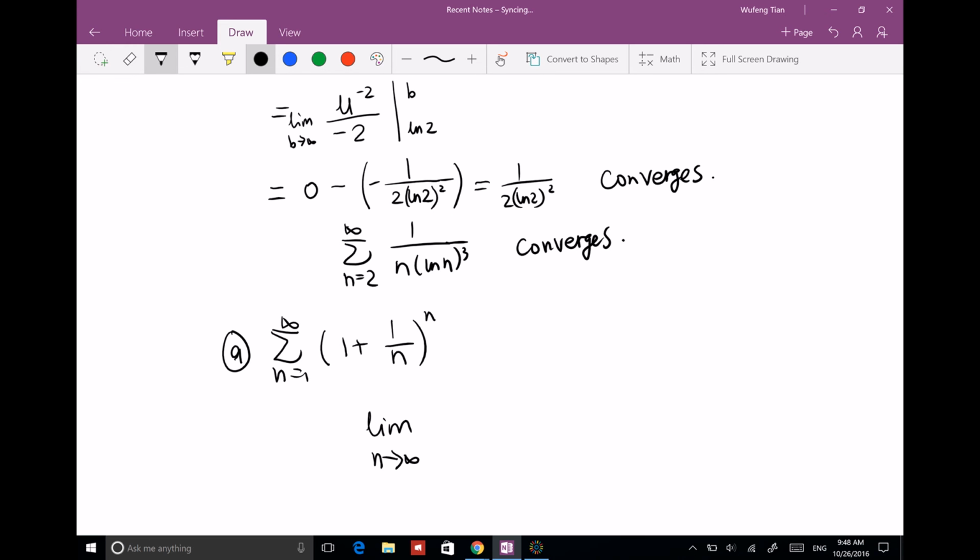I think we can do the integral test, but the problem is if you do the integral test, you have 1 plus 1 over x to the x power. If you have just x power, that's okay. If you just have 1 over x, it's okay. But if you have power n, then this one is not very okay for the integral. So we use the nth term test. See what we got. My question is, what is the limit as n goes to infinity of 1 plus 1 over n to power n?